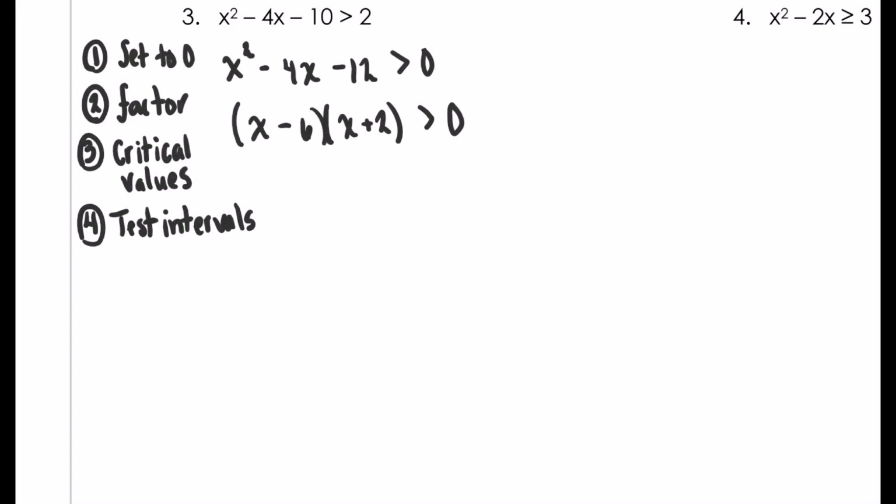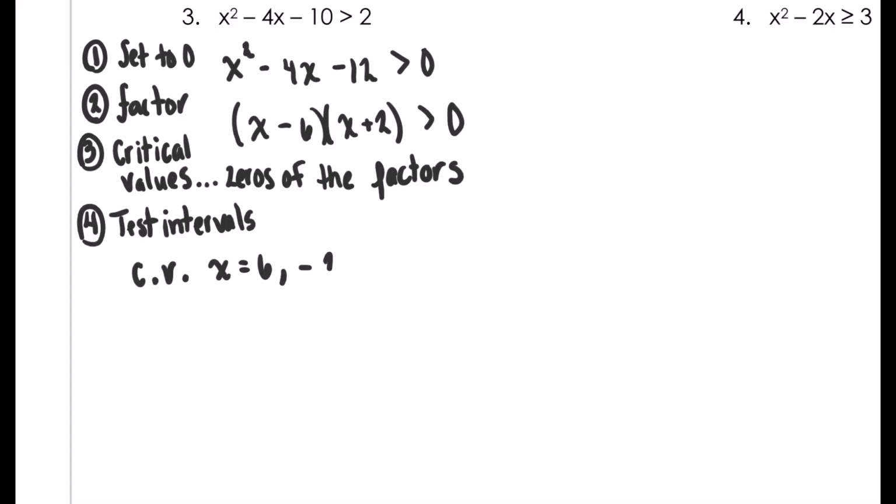All right, now what are the critical values? The critical values are the zeros of the factors. All right, so in this case, my critical values are x is equal to 6, and then x is equal to negative 2. And so those are the zeros of my inequality.